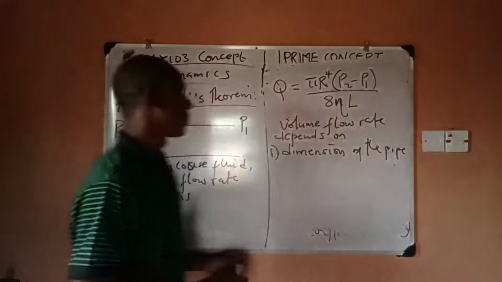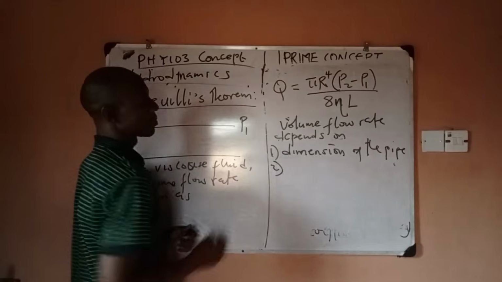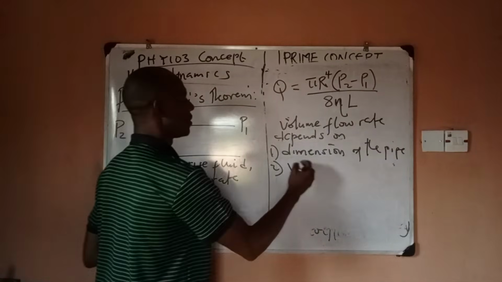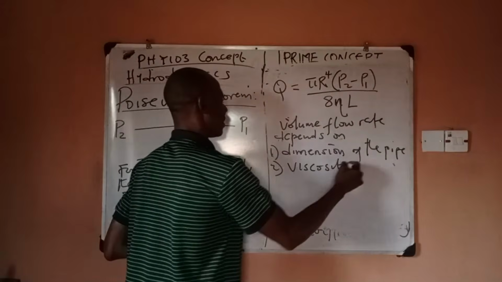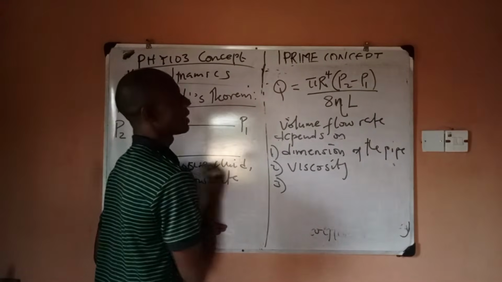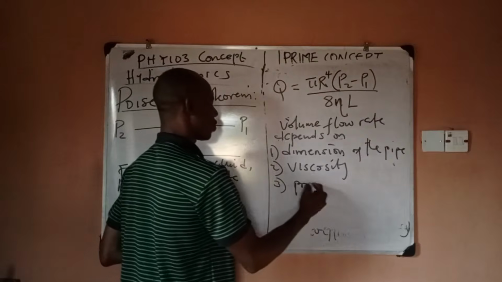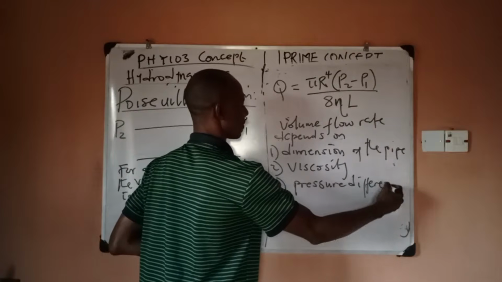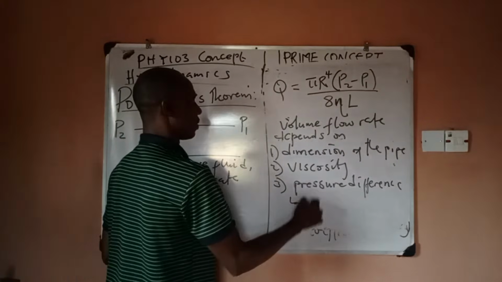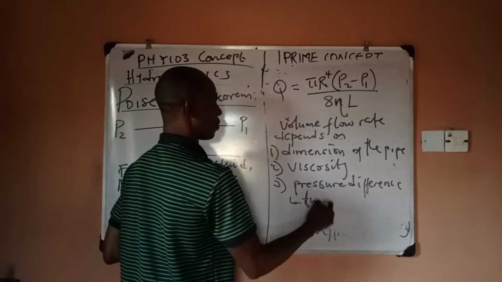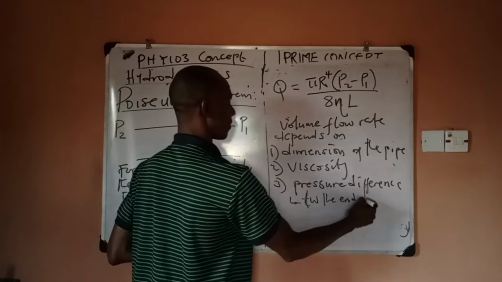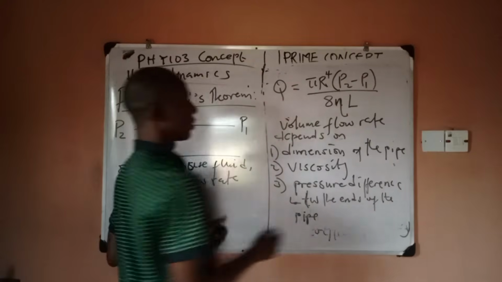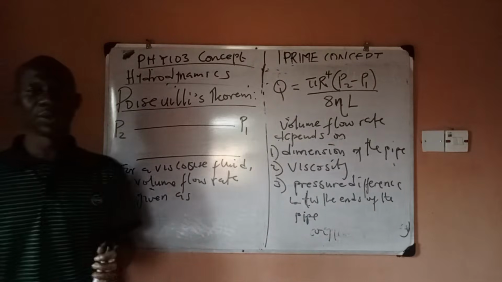That's what it's saying. So number 2 is that volume flow rate depends on viscosity. Number 3, it depends on the pressure difference between the ends of the pipe. So this is Poiseuille's theorem.